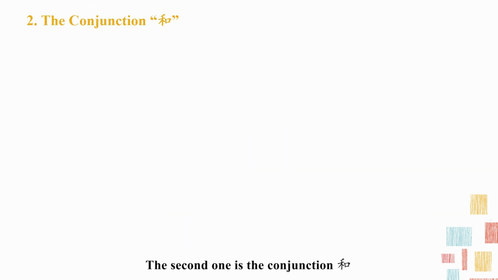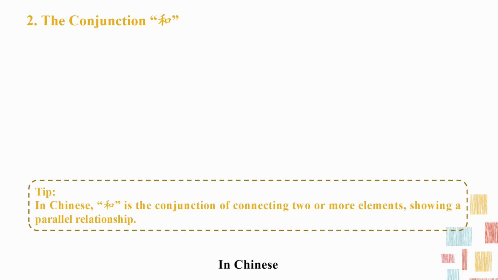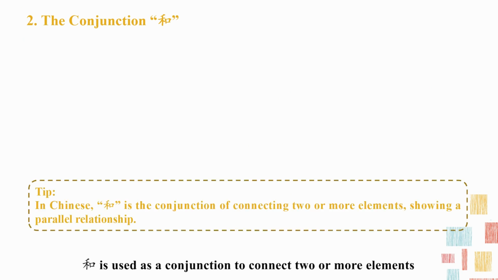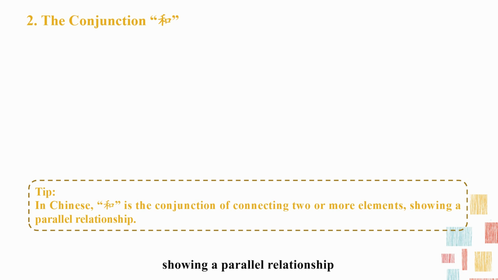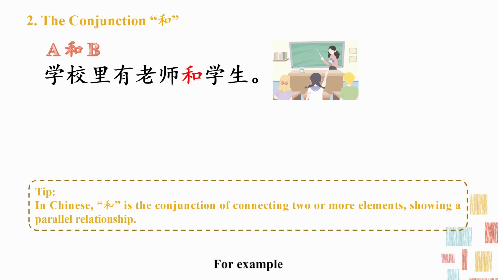The second one is the conjunction. 和、 In Chinese, 和、 is used as a conjunction to connect two or more elements showing a parallel relationship. When connecting two parallel elements, the structure is A 和 B. For example, 学校里有老师和学生。 there are teachers and students in the school.